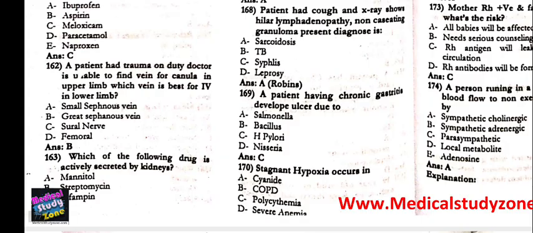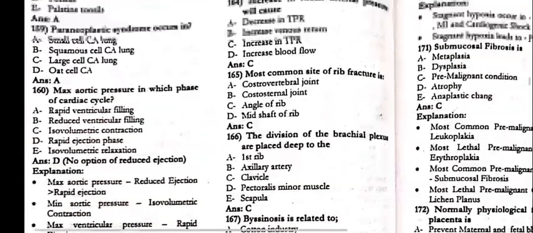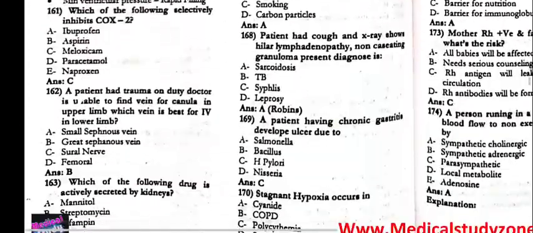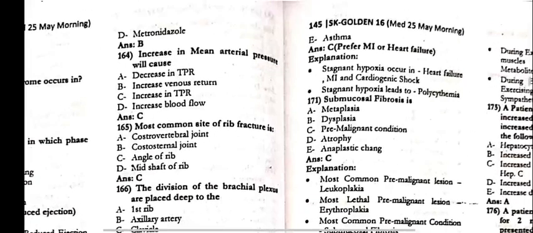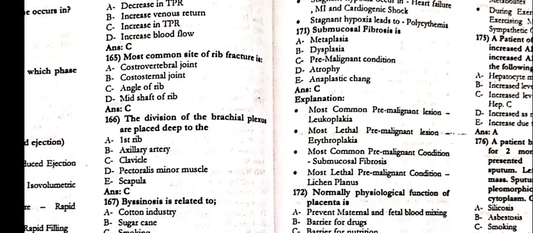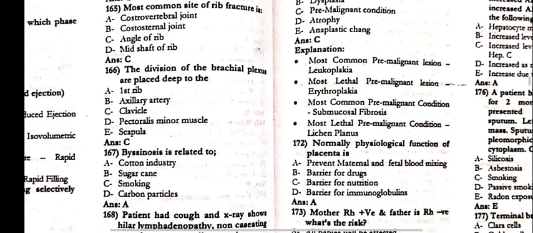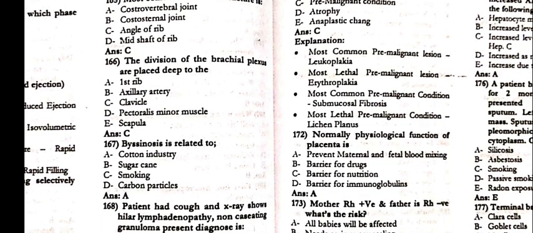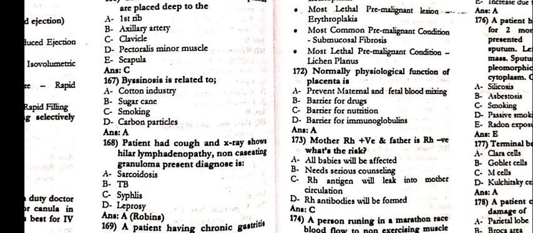Which of the following drug is actively secreted by the kidneys? It is beta, which is a streptomycin. Next, the increase in the mean arterial pressure will cause the increase in the TPR. Most common site of the rib fracture is the angle of the rib. The region of the brachial plexus are placed deep to the clavicle. The byssinosis is related to the cautery industry.